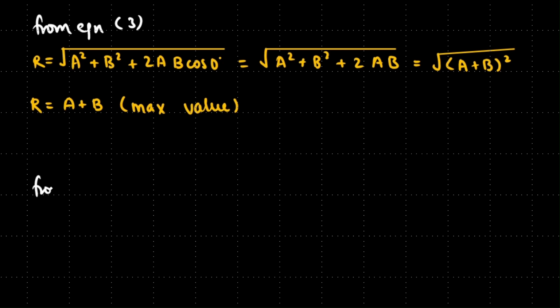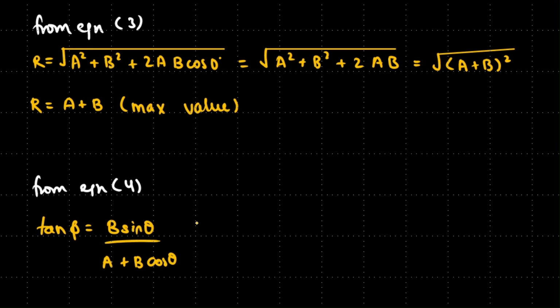Now from equation 4 or 5, let's use equation number 4, why not? Equation 4 stated that tan phi is b sine theta over a plus b cos theta, and the angle is 0 degrees. Sine 0 degrees is 0, so it's 0 over a plus b, which means this is 0.